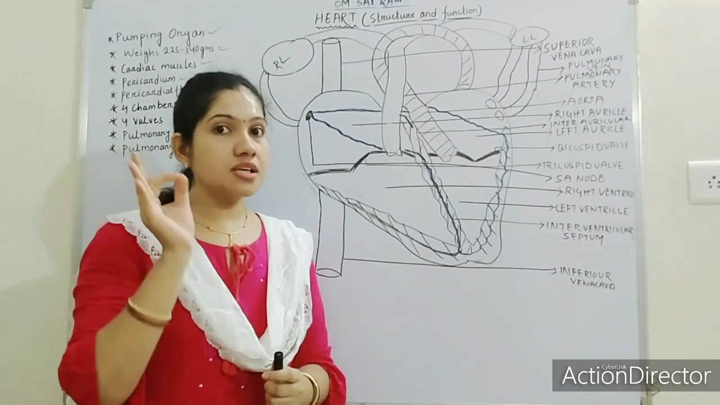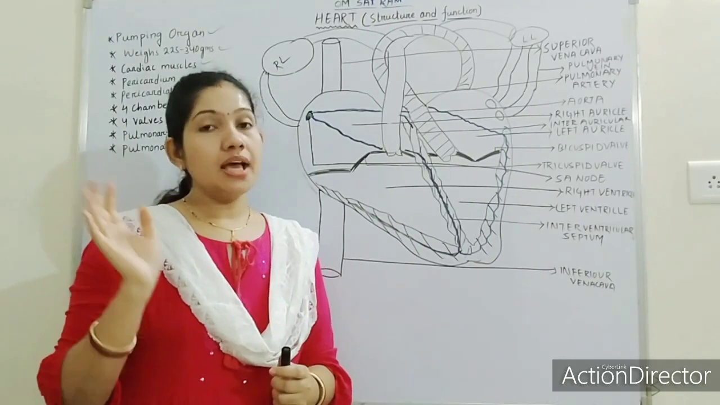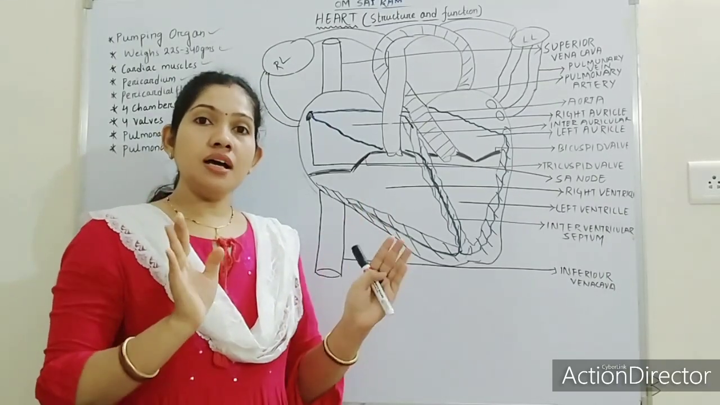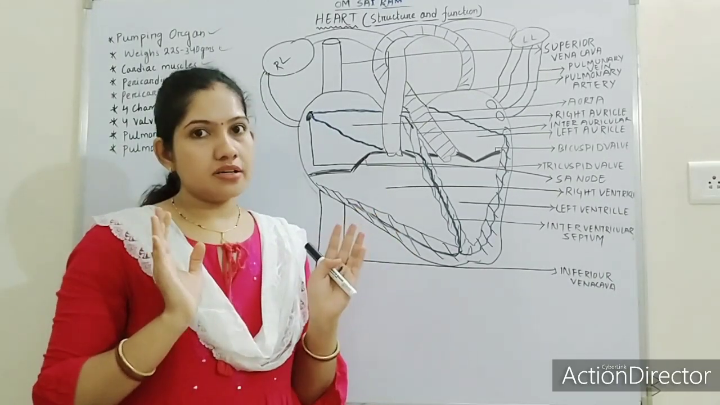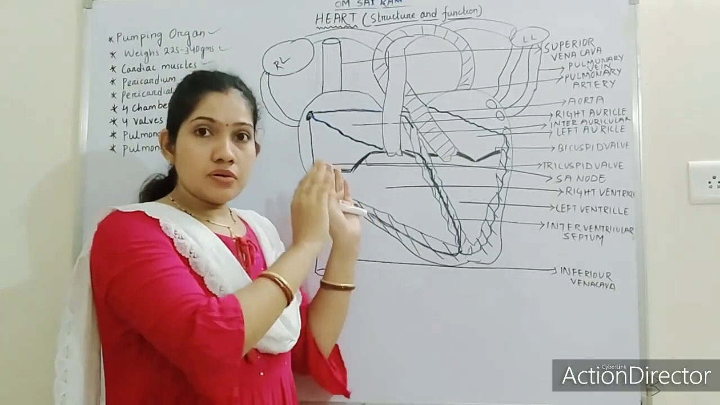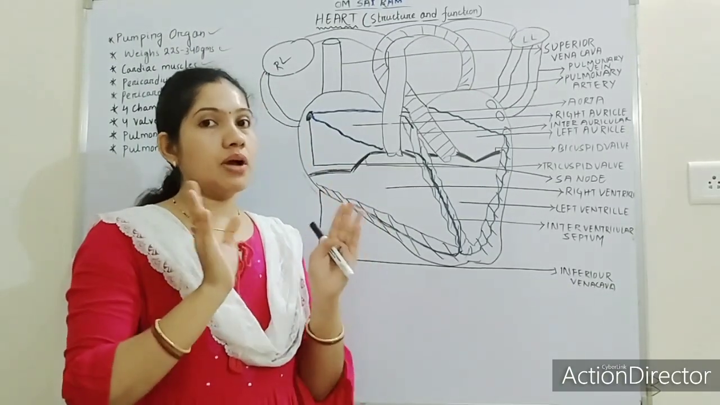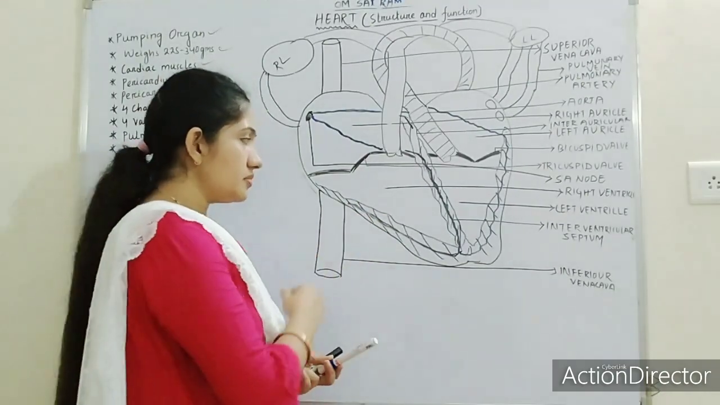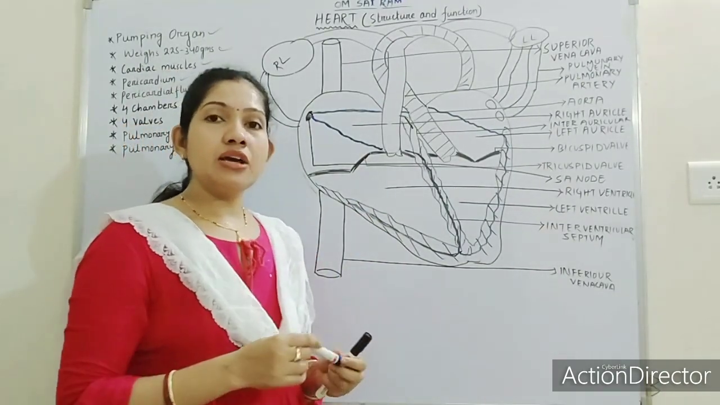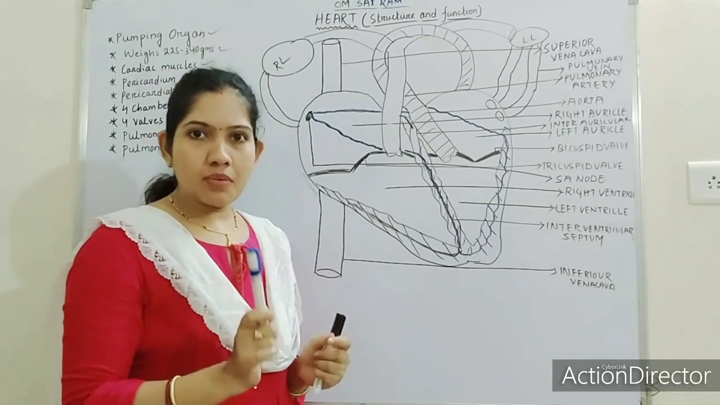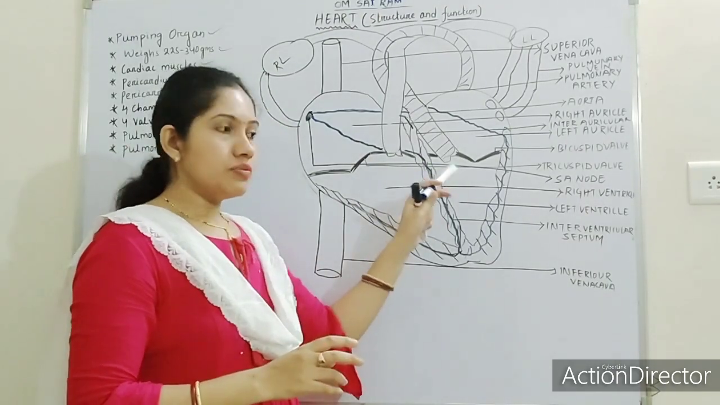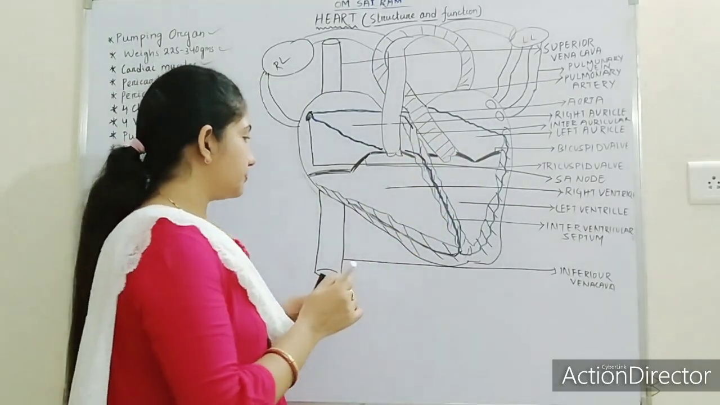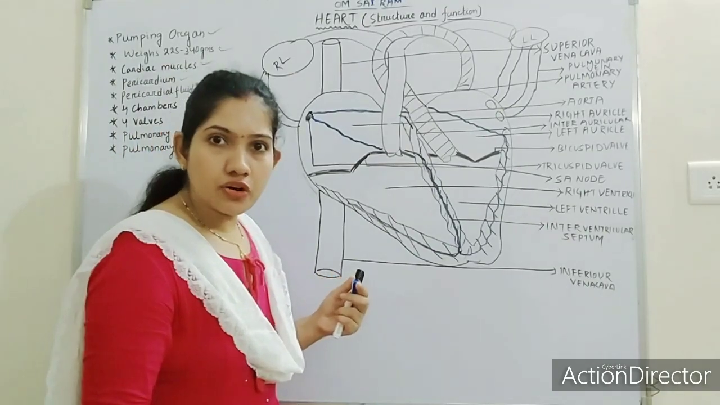Some more structures you will have in higher classes. Now, very simply, I am explaining the functioning of the heart. Pay attention. Here I am denoting the deoxygenated blood with a blue mark, and this side we will denote with a black mark. Got it? Next, let us start the functioning of the heart.